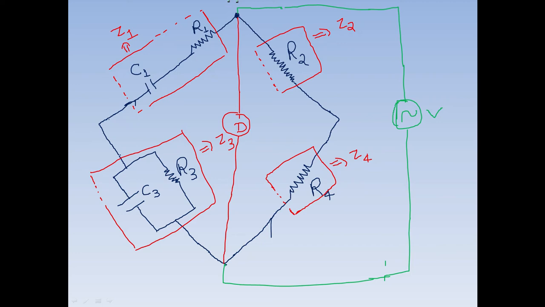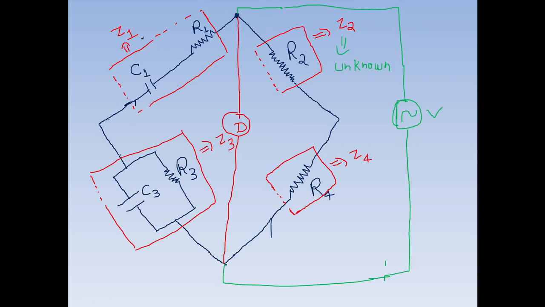Here we have to find this Z2 parameter. This is our unknown parameter which we have to find out, and the rest are all known parameters.